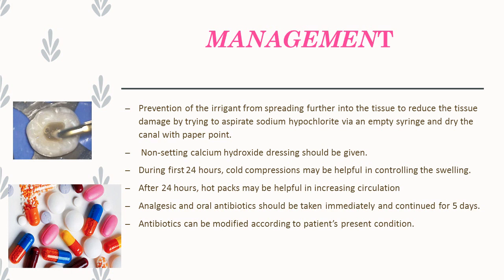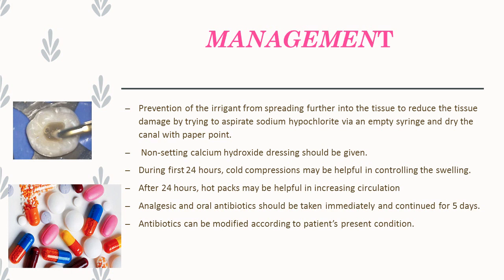So, how do we manage a case of accidental infusion of sodium hypochlorite beyond the apex? The first thing to do is to aspirate the sodium hypochlorite via an empty syringe from the canal so that there is prevention of further spread of the irrigant. This can be done by aspiration with the syringe and drying the canal with the paper point, and we can inject saline also to dilute the effect of hypochlorite.